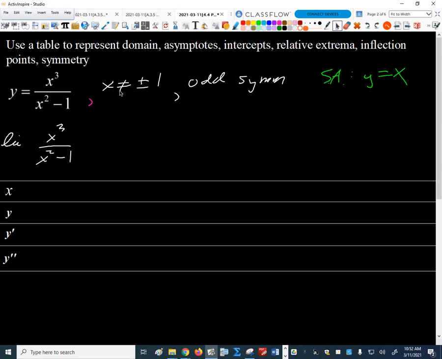What's going on at our, we had to remove two values from our domain, plus and minus 1. Type in chat for me real quick. What's interesting about what's happening at x equals plus or minus 1 for our function? What's going on there? Okay, good. So we got vertical asymptotes. Good, good, good. Okay.